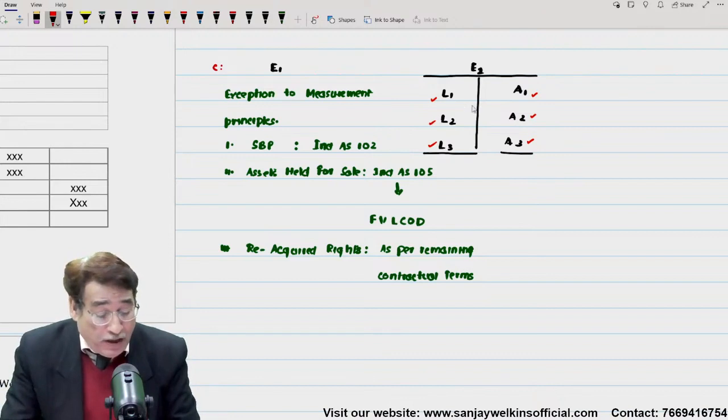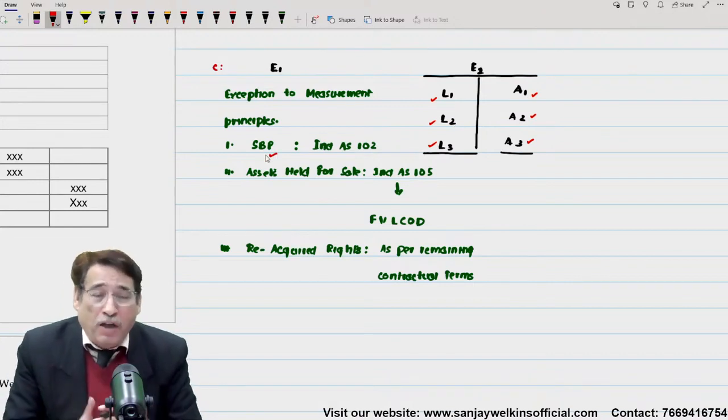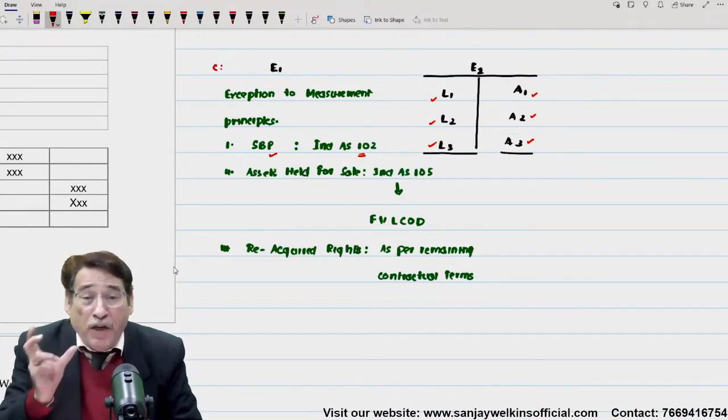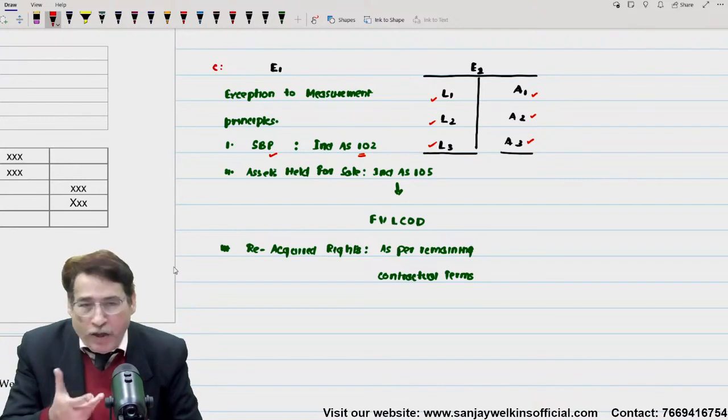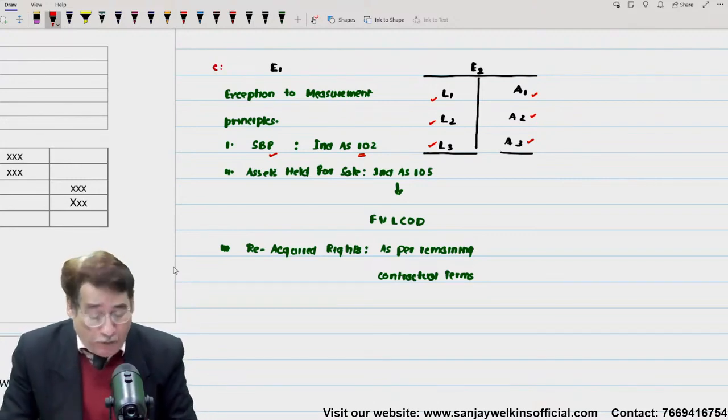Lovely, good evening. Now, the point here is that I told you in the last session, there are some items like share-based payment. They might be appearing in the balance sheet of the acquiring company, correct? But we will have to record them not at fair value, rather in the light of Ind AS 102, correct? So these are known as exceptions to the measurement principle, because we are not measuring them at what we call fair value. Is it clear to you?